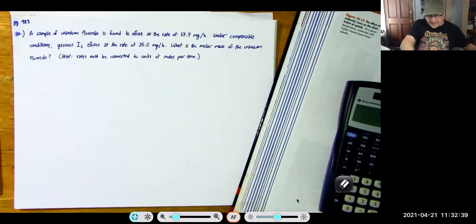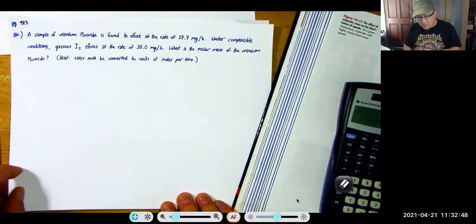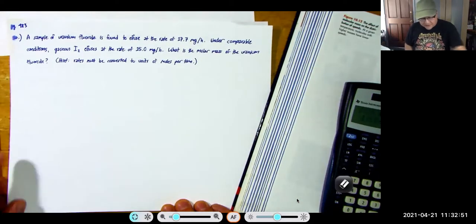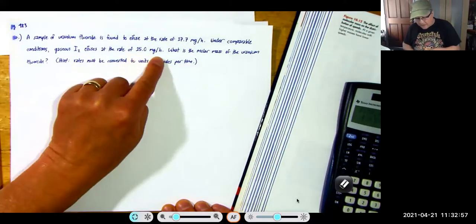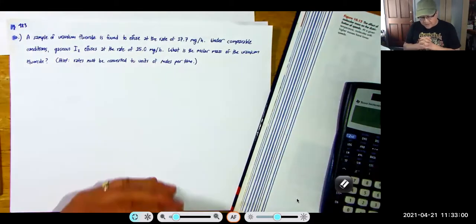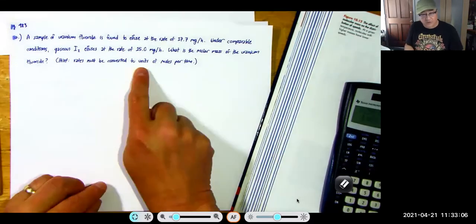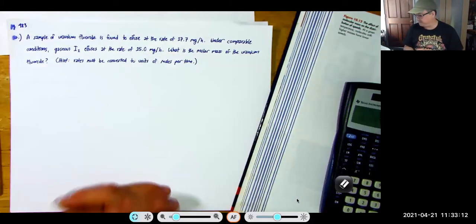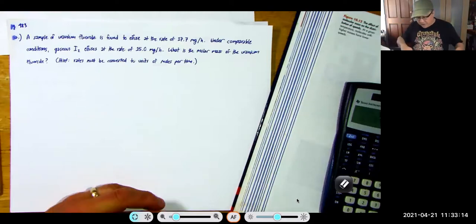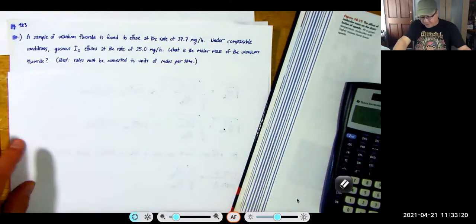All right. A sample of uranium fluoride is found to effuse at the rate of 17.7 milligrams per hour. Under comparable conditions, gaseous I2 effuses at the rate of 15.0 milligrams per hour. What is the molar mass of the uranium fluoride? And they give you a hint that the rates must be converted to moles per time, because they didn't give us moles per time, they gave us milligrams per time. So if they're going to tell us to convert that to moles per time, let's do it.